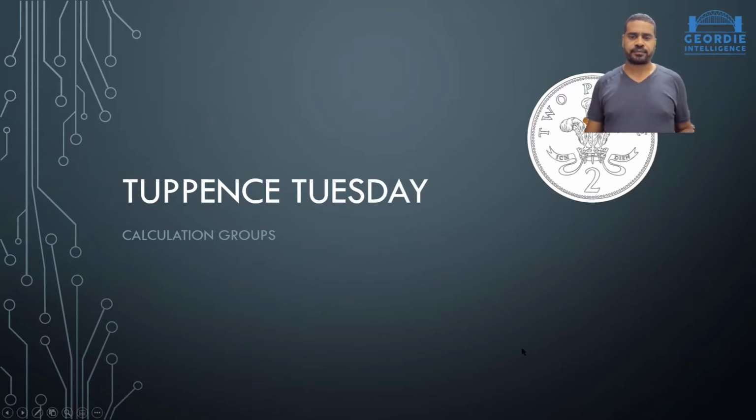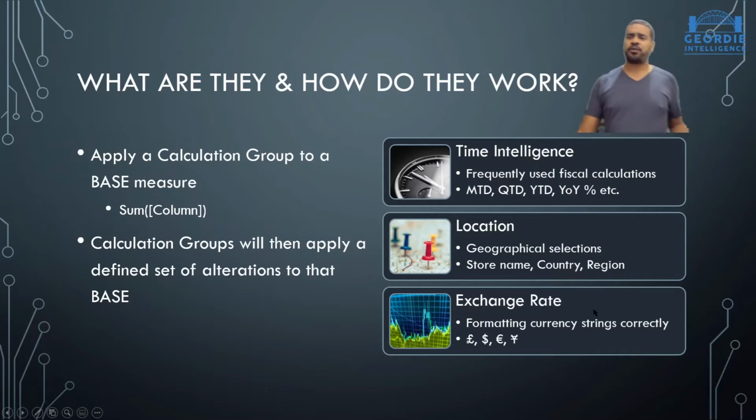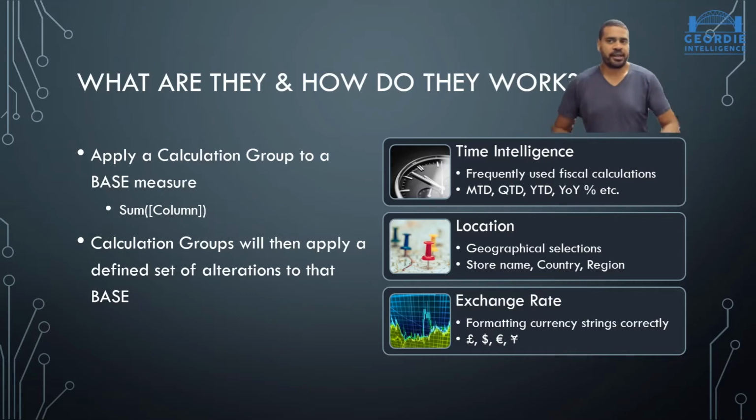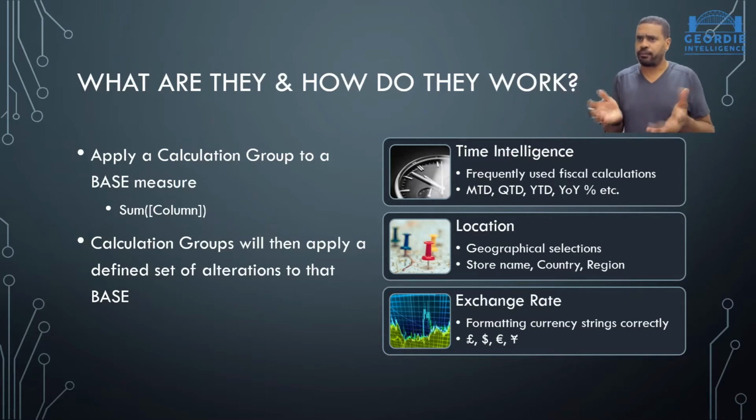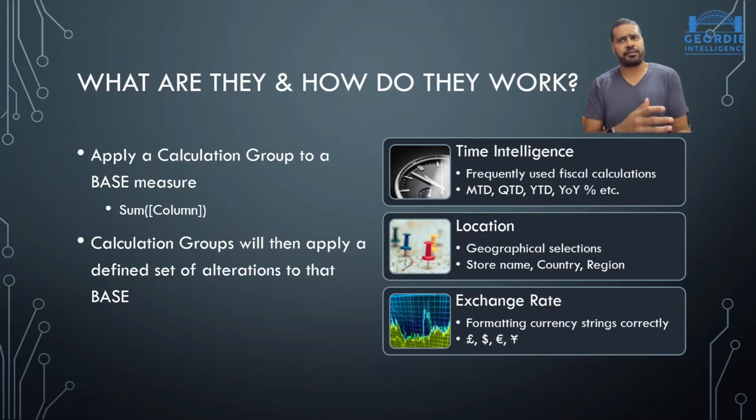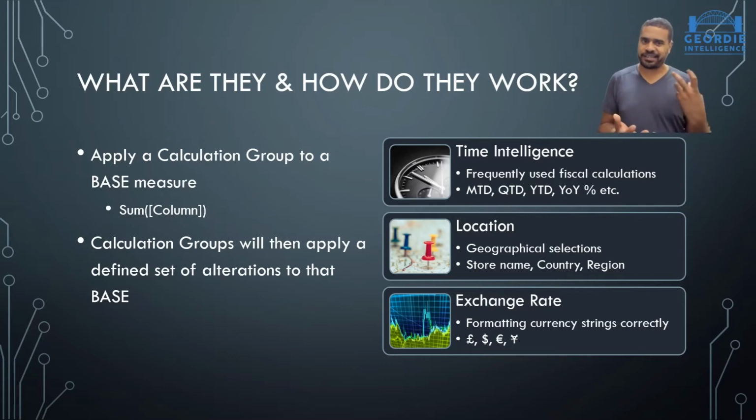Let's talk about these. So how does a calculation group work? What is it? At the core of it, a calculation group will take a base measure, one base measure at a time, so a single value. So it's going to be something that comes back with a single value, like sum of a column, average of a column, min of a column, max of a column. We've got a single value. That's the important thing. What it's then going to do is apply a defined set of alterations to that base.